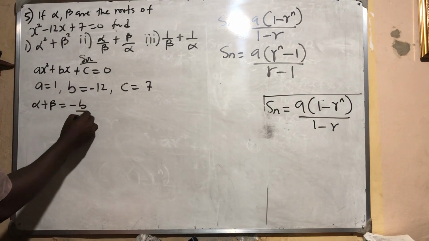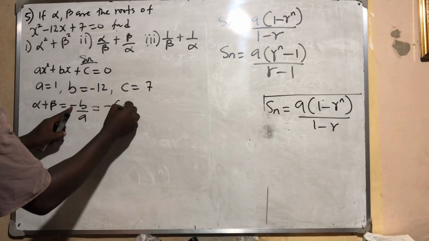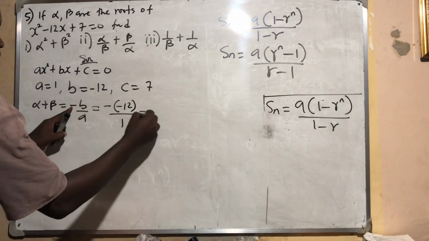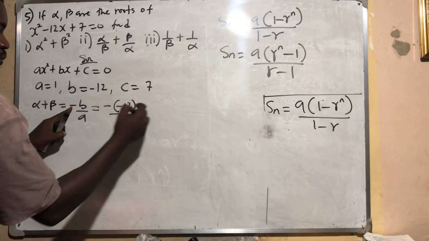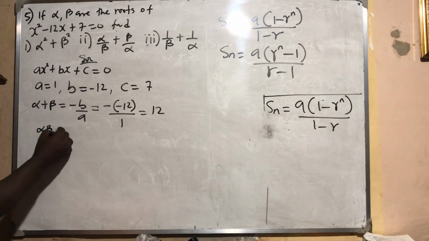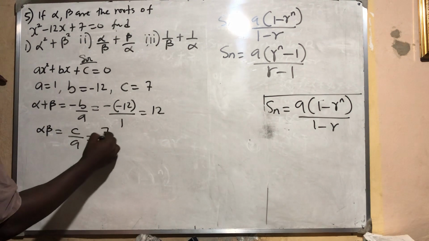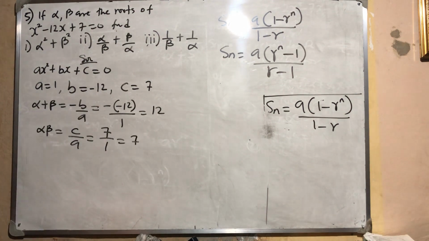It has a formula: minus b over a. Minus into that minus 12, over 1, which is minus times minus plus. So I'm having 12. Then the last one is alpha beta. Alpha beta is c over a, which is 7 over 1, which is 7. Okay? So before you start answering any question, let's answer the first one.